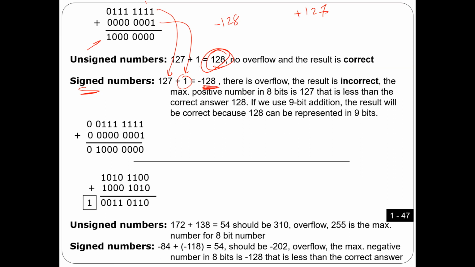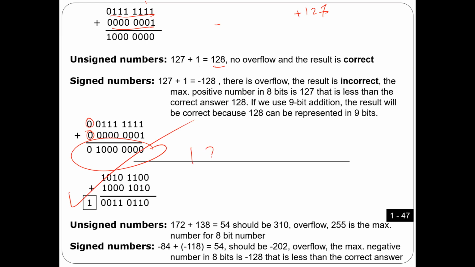So anyway, how can you correct it? The very simple way, I can just do extension. Here, because this is a positive number, I'm going to add 1 bit here to do extension. If you do the calculation, this one will be correct. So this one is going to be 128. It's correct. Any questions?